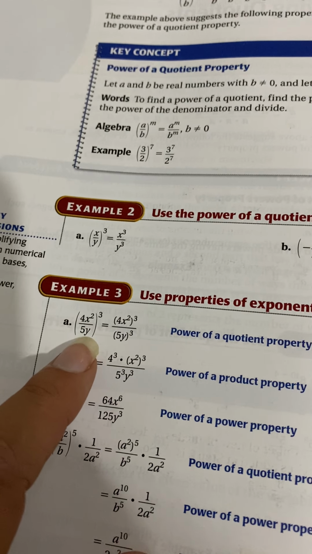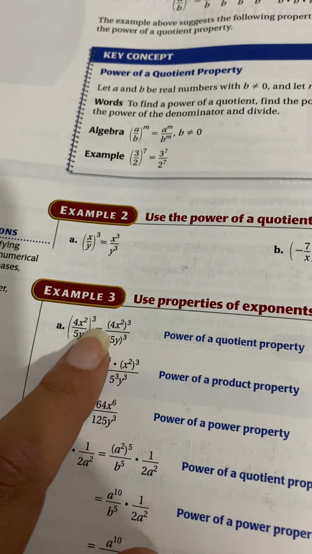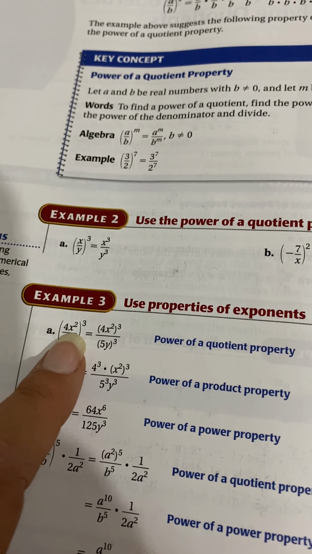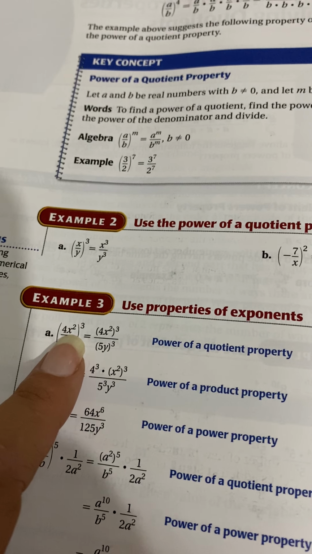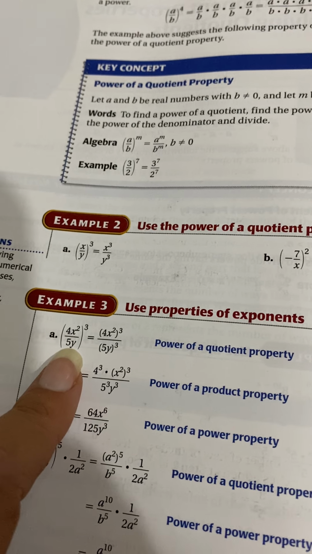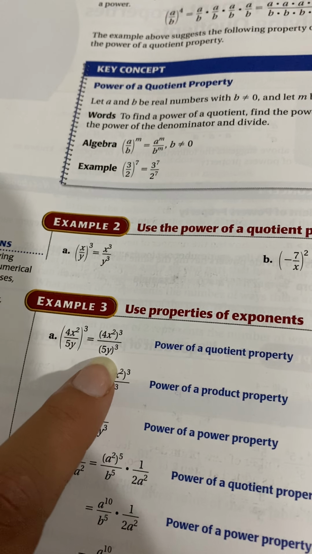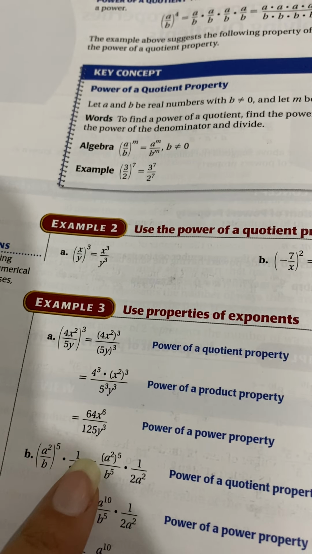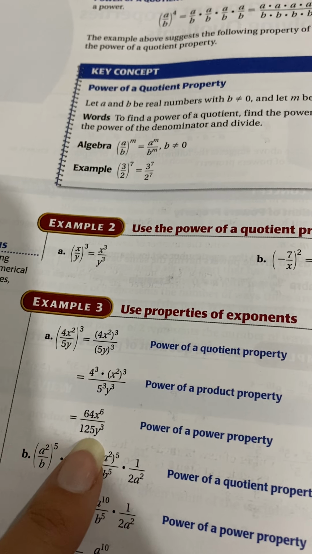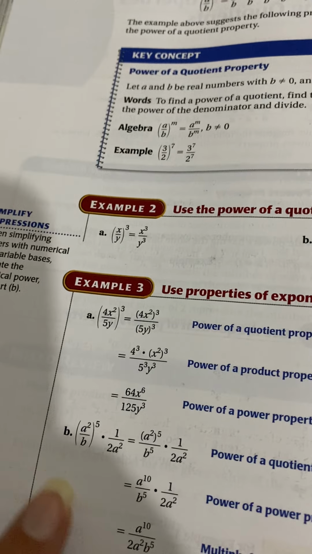4x squared over 5y to the third power. So we can say then 4 to the third power, x to the 6th power, because it's 2 times 3, over 5 to the third power, y to the third power. So when we do that, it becomes 64x to the 6th power over 125y to the third power.